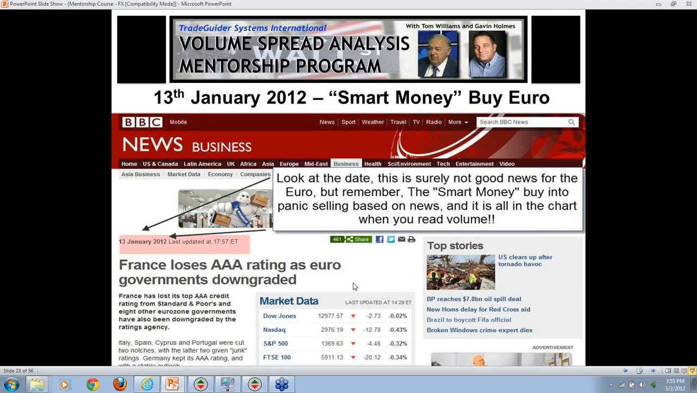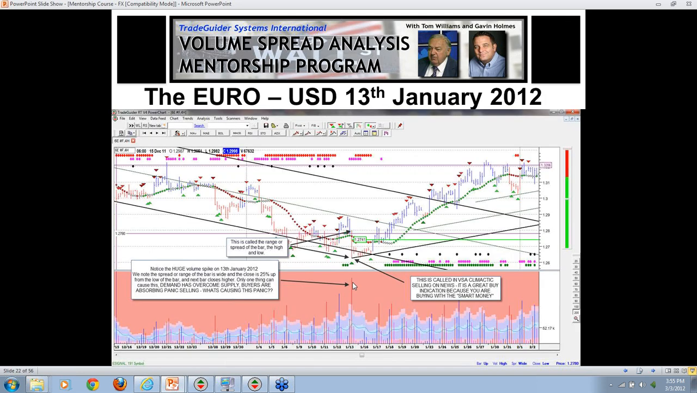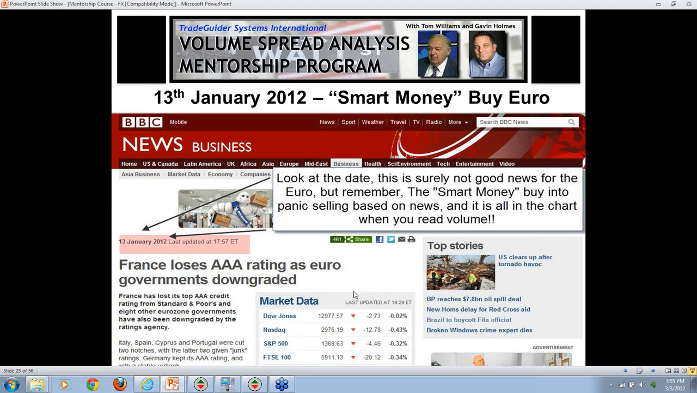So we see that, and we note the date. The date is the 13th of January, okay? On that day, that was the news. Look at the date of the news. France loses AAA rating as Euro governments are downgraded. Is that pretty bad news for the Euro? Yeah, it's terrible. And in fact, on that day, the news was very negative about the Euro.